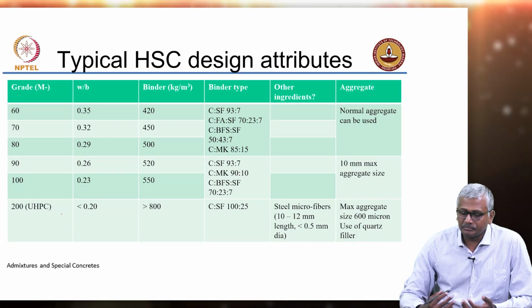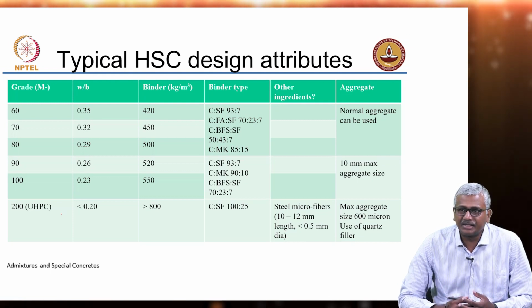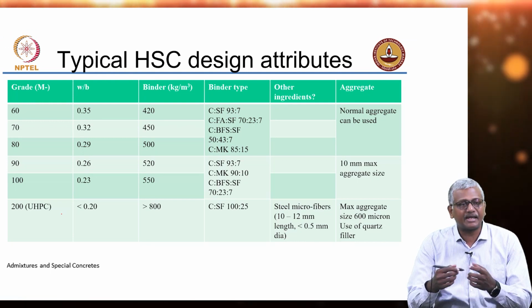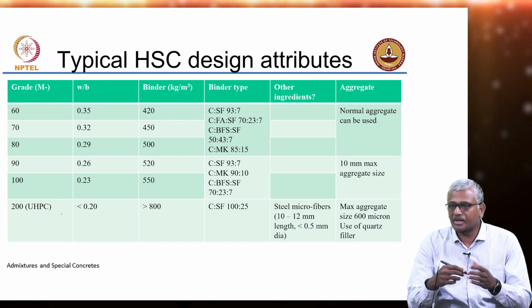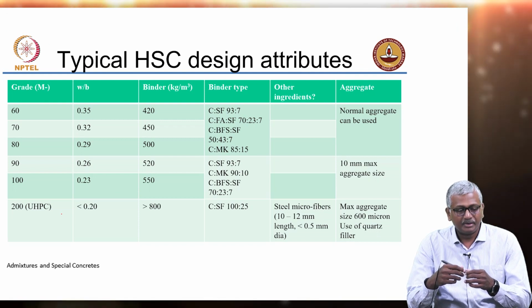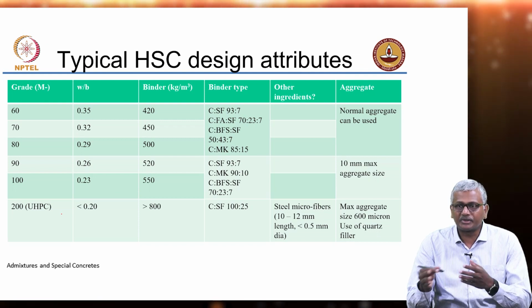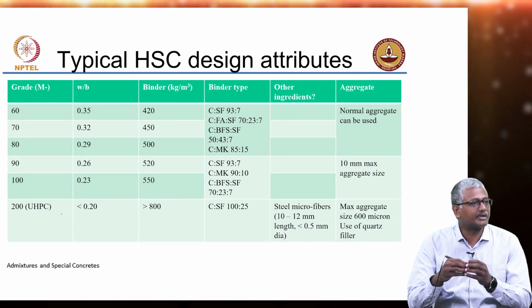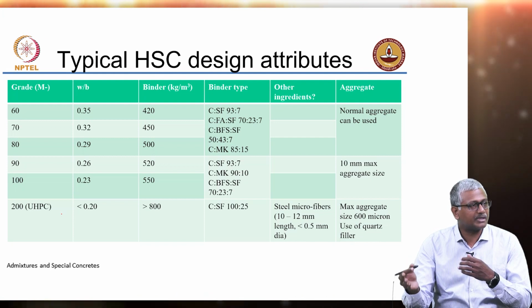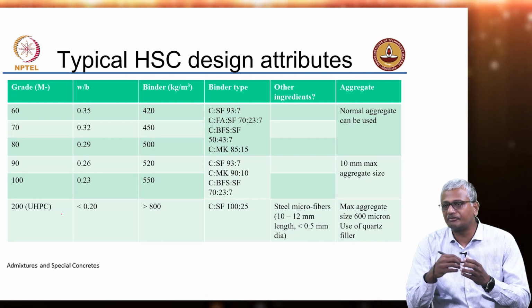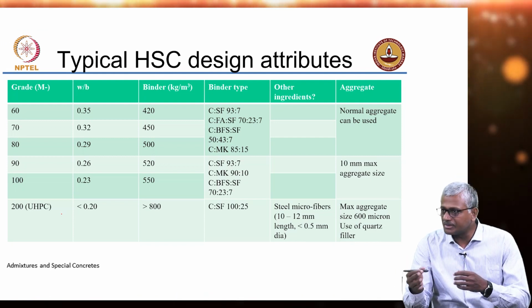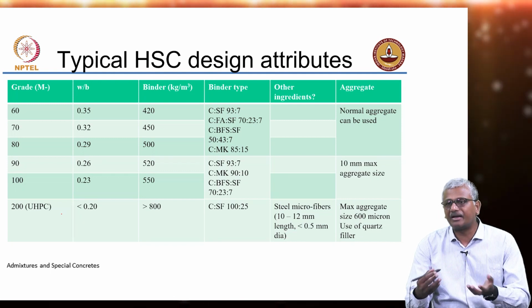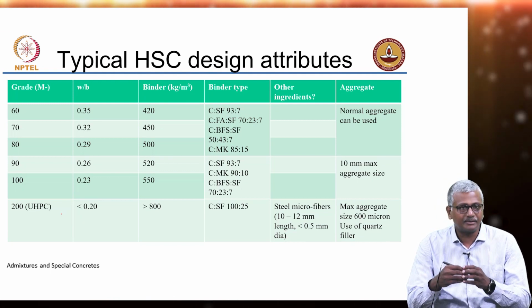Now, this is just a table that presents typical design attributes for high performance or high strength concrete. In most cases, your guidelines for mix design will help you design conventional grades of concrete up to about M55. When it comes to high strength concrete, there are no specific guidelines; everything is based on trial and error.